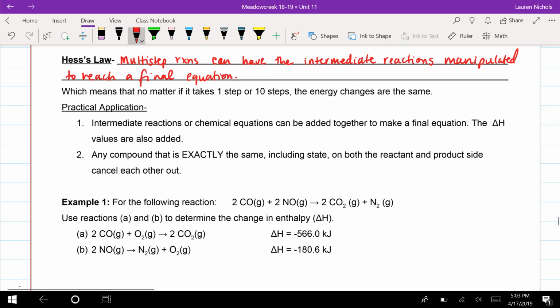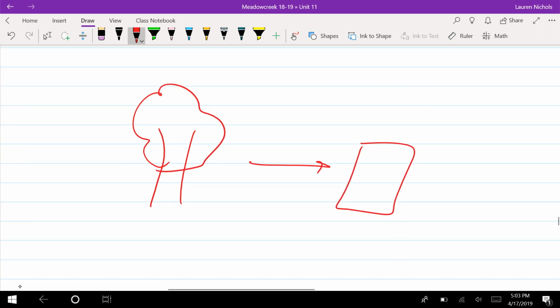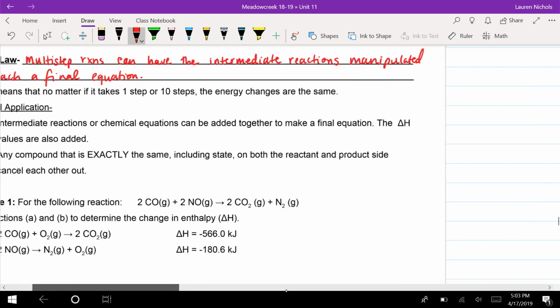But the main thing that you want to understand is that not all reactions happen in one step. So for example, if you have a tree, and then all of a sudden you have a piece of paper with some lines on it, that doesn't happen in one step. It has to happen in multiple steps. The tree has to get cut down, then it has to undergo all kinds of chemical treatments and processes. And so, same thing with chemical reactions.